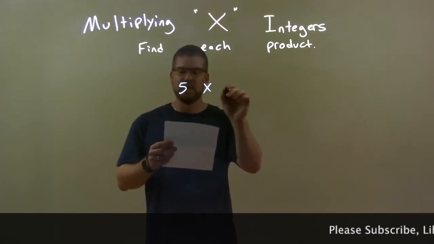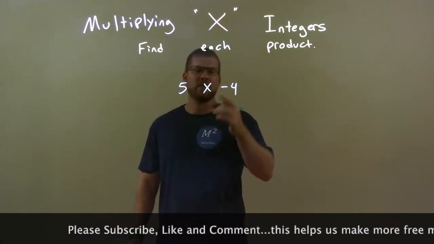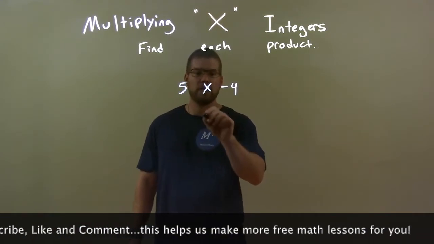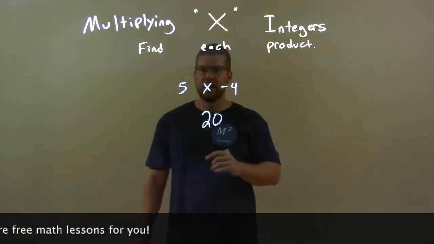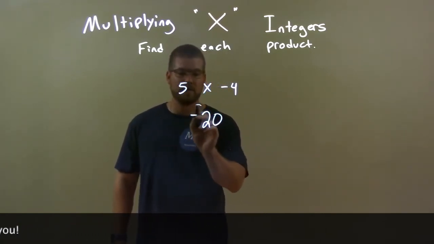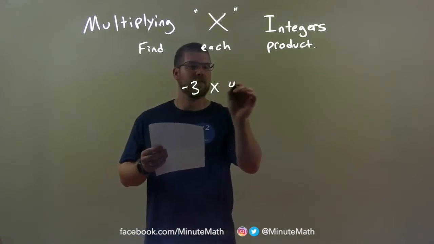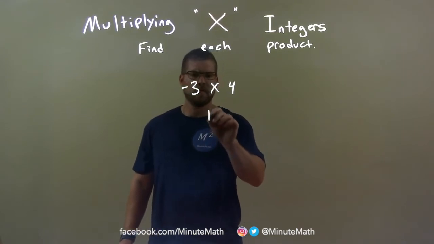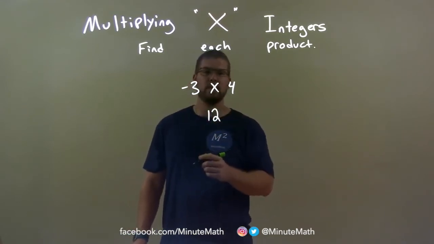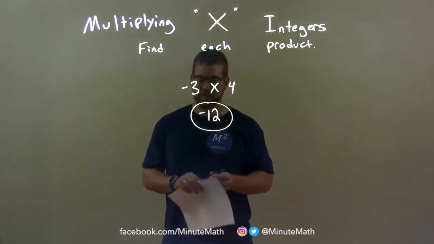5 times a negative 4. Well, what's 5 times a positive 4? 5 times 4 is 20. Okay? But now we have that negative. Can't forget it. A positive times a negative is always a negative. So our final answer, negative 20. Negative 3 times 4. Well, 3 times 4 is 12. And a negative times a positive is a negative. Combining the two, final answer, negative 12.